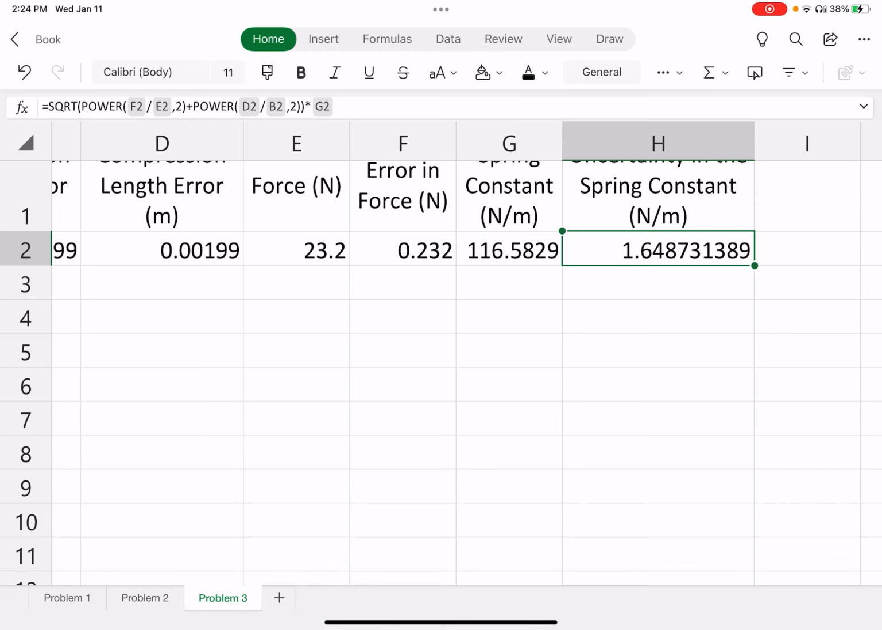And I'm coming out with 1.65. Let's see. So I'll just put in 1.65 and let me see if that'll work. All right, that worked for me. All right, that's the end of this video.